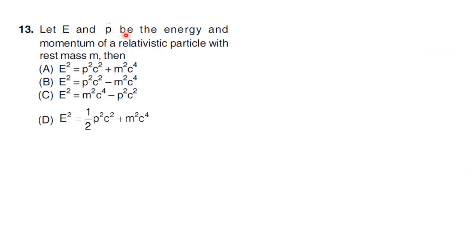Let E and P be the energy and momentum of a relativistic particle with rest mass m. This is a direct question, and we can say that E square is equal to P square c square plus m square c raised to 4.